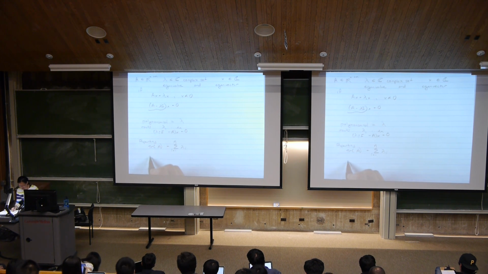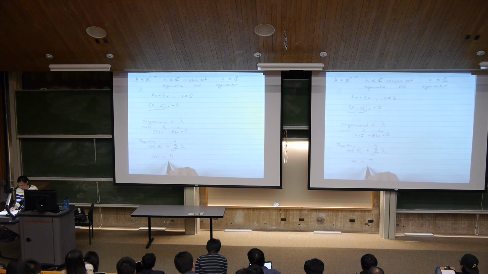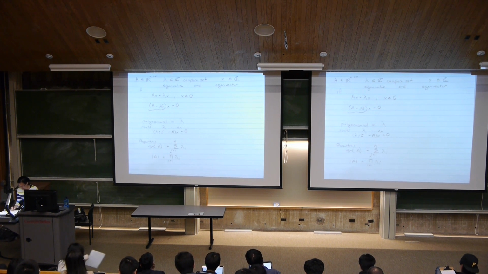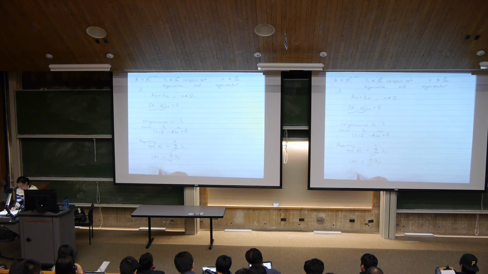The determinant is equal to the product of the eigenvalues, and the rank is equal to the number of non-zero eigenvalues of A.